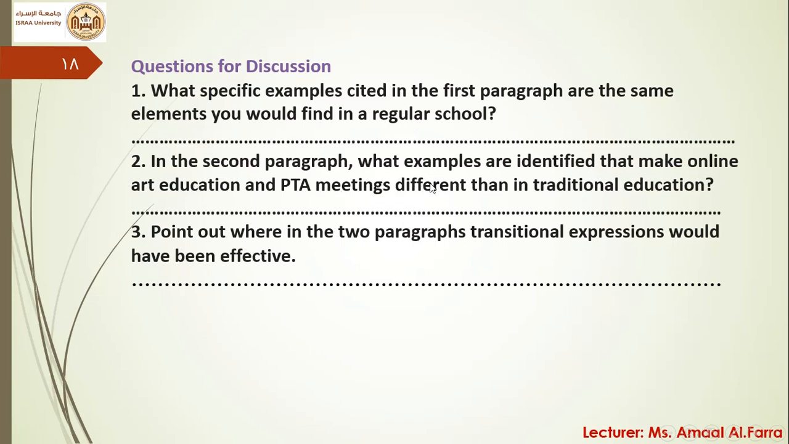In the second paragraph, what examples are identified that make online art education and PTA meetings different than in traditional education? You have to find these examples and write them. Number 3, point out where in the two paragraphs transitional expressions would have been effective. Again, you have to underline the transitional expressions.